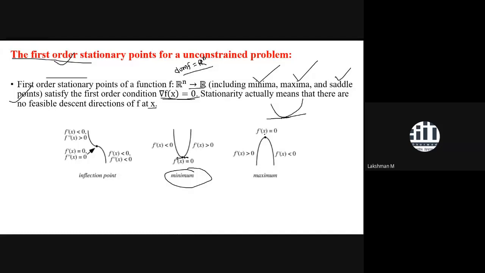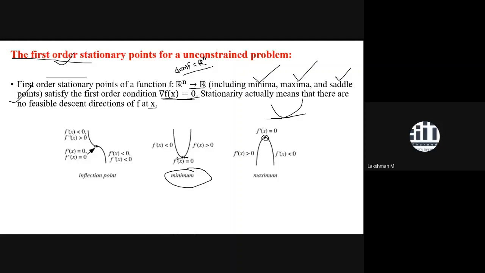And similarly, if you come here and deviate from this point toward the left or right, the function value will decrease on both sides, either the left side or the right side. That's why this first order point is a local maximum. Now, if you come to a point like this, here you observe that.